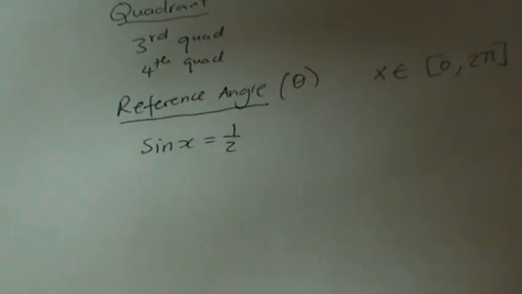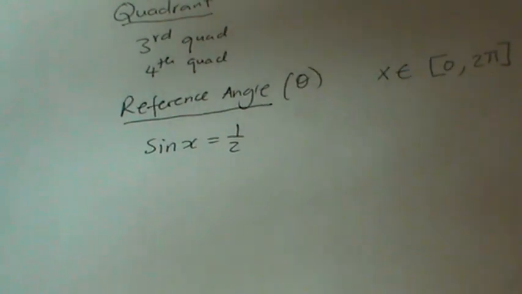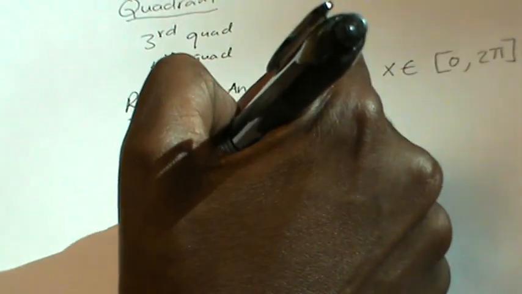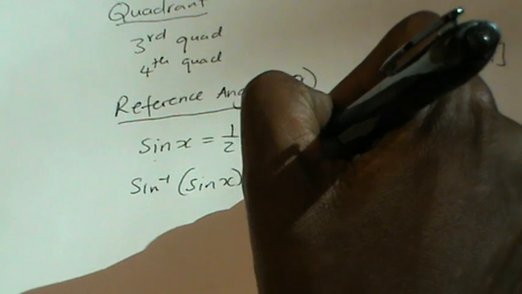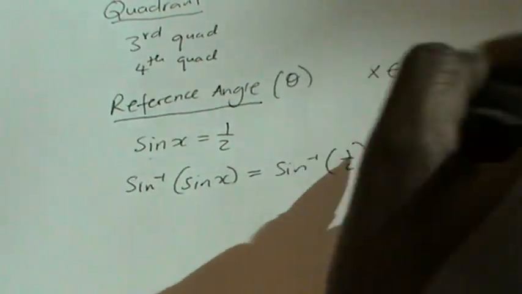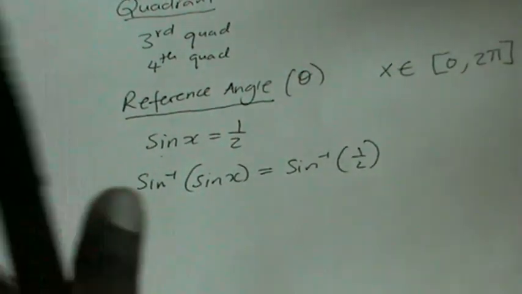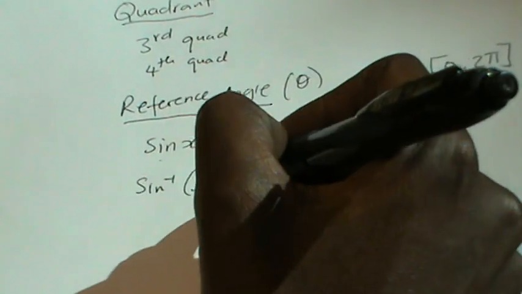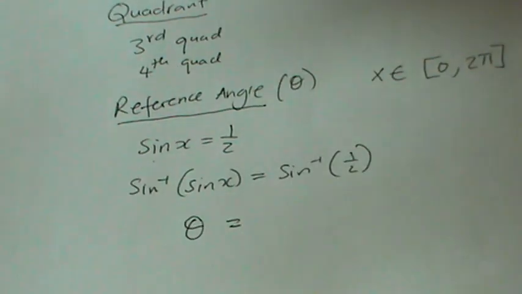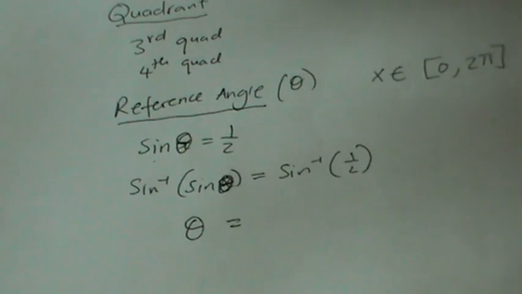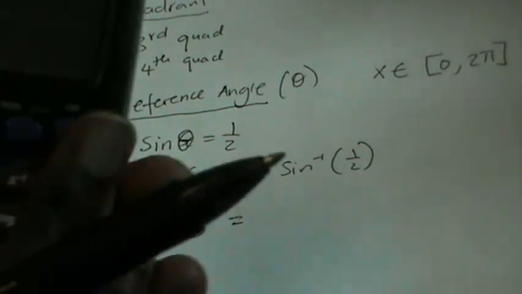Then after you have found the reference angle, you just need to remember in what quadrant it is in. Okay, so here I need to do the opposite of sine. The opposite of sine is sine inverse. So I take sine inverse on both sides. Now sine inverse and sine are inverse functions. They cancel each other out. So I'm left with, here I call it theta because it's my reference angle. So theta is equal to, so here I should have written theta instead of x because that is not the solution. So pardon me. So theta over here, and then I go to my calculator.